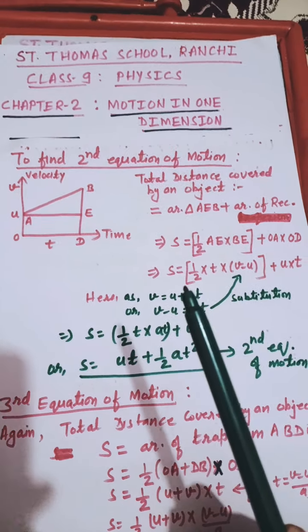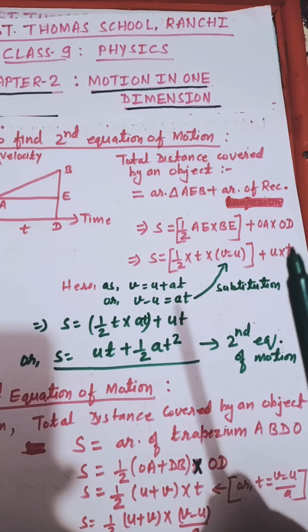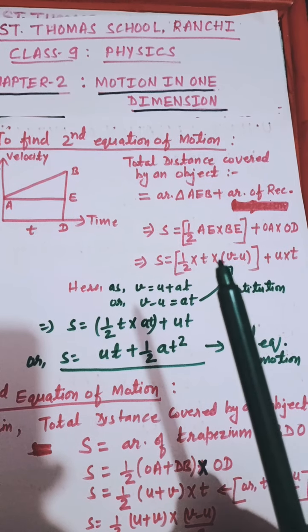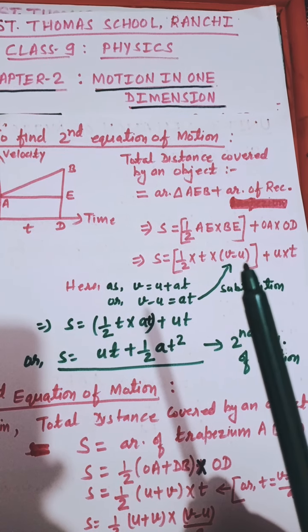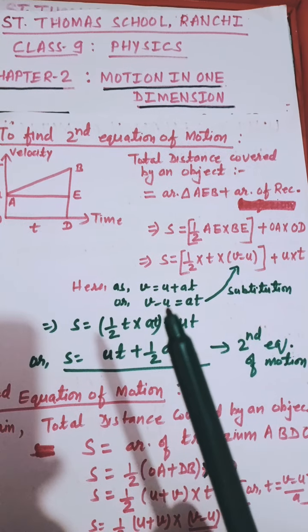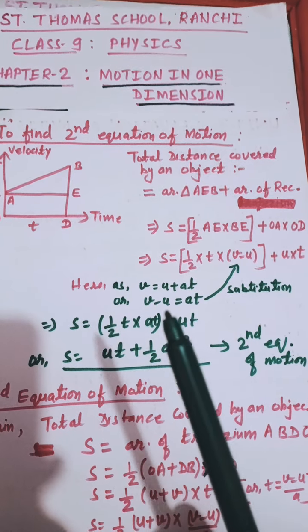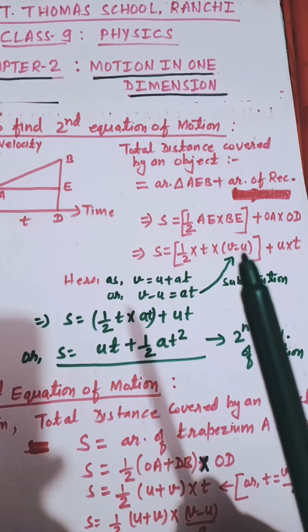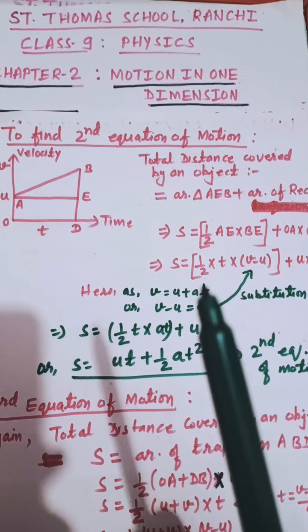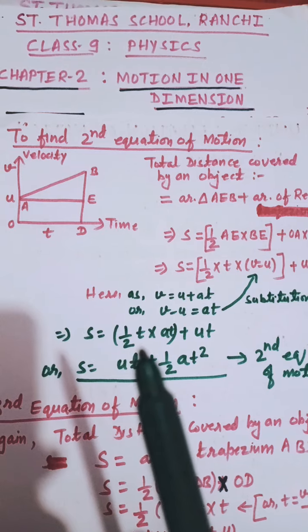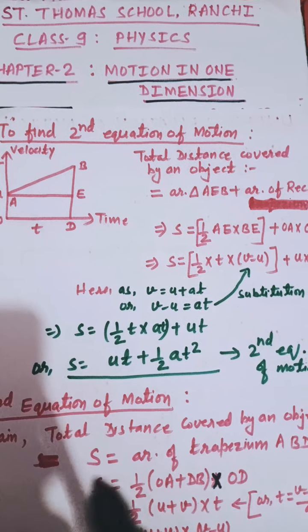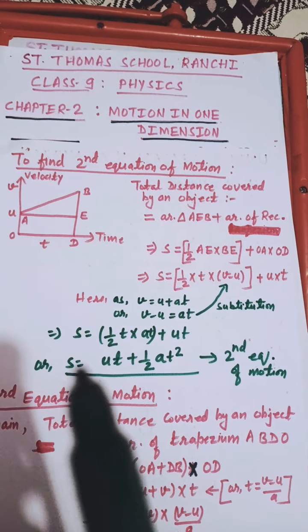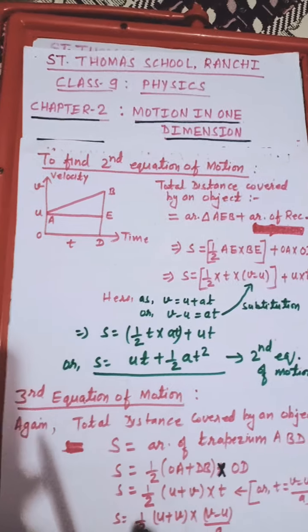s is equal to half t into v minus u, and here OA and OD give us u into t. The important thing is that in place of v minus u, we use the first equation of motion, v is equal to u plus at, and thus v minus u is equal to at. Substituting this value, the equation comes as s is equal to half t into at plus ut, and when we resolve this equation we get the second equation of motion, s is equal to ut plus half at square.